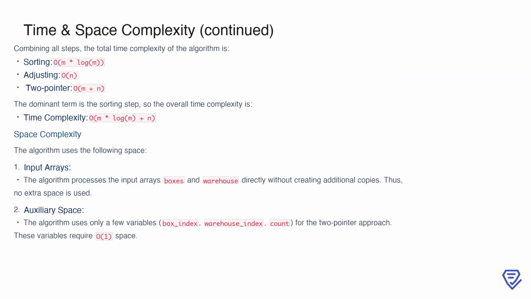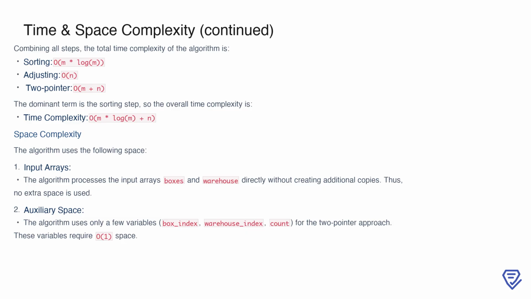When we combine all the steps, the total time complexity of the algorithm is the sum of the complexities for sorting, adjusting, and the two-pointer approach. Sorting contributes m log m, adjusting the warehouse heights takes n, and the two-pointer traversal adds m plus n. Among these, the dominant term is the sorting step, since it grows faster than the other components as the input size increases. Therefore, the overall time complexity of the algorithm is m log m plus n.